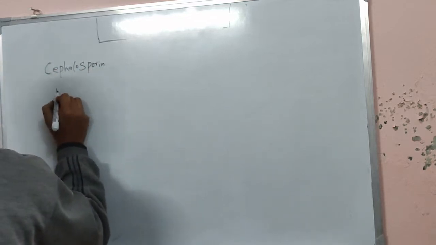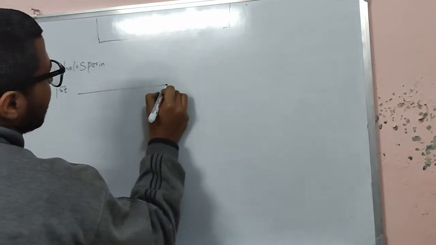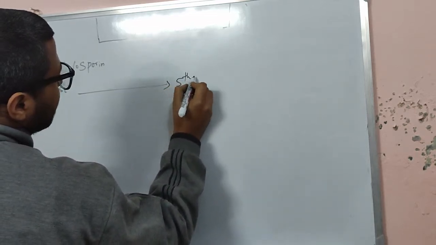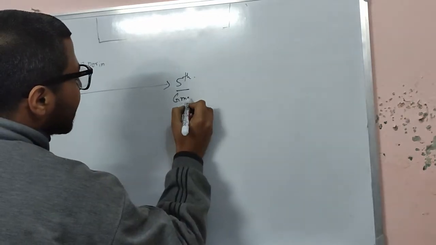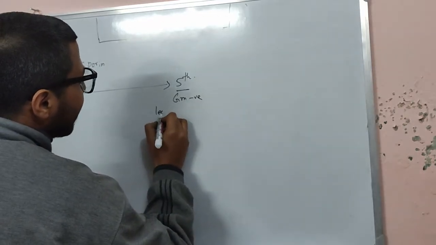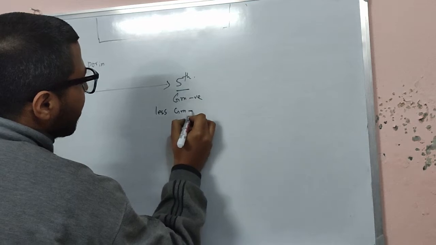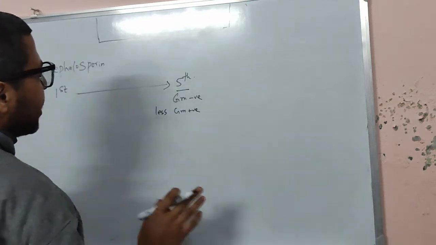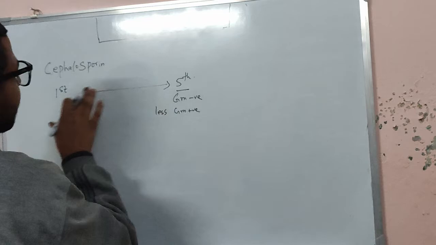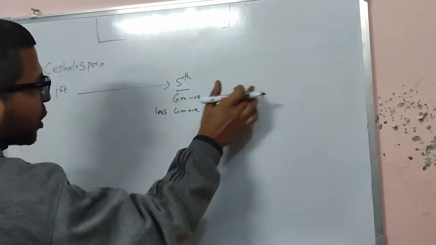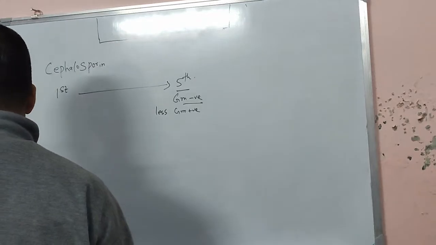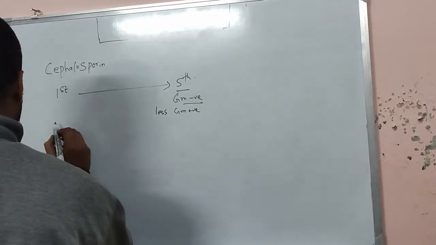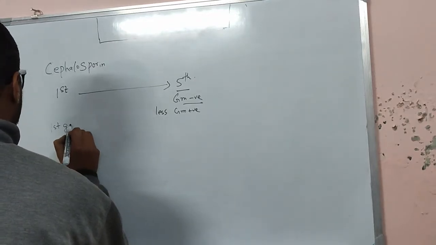So as we go from first generation cephalosporins to fifth generation cephalosporin, as we move forward, it will be more effective against gram-negative and less effective against gram-positive. You have to remember this. As we move forward from first generation to fifth generation cephalosporin, it will be more effective against gram-negative and less effective against gram-positive. Okay. So let's start with first generation cephalosporin.